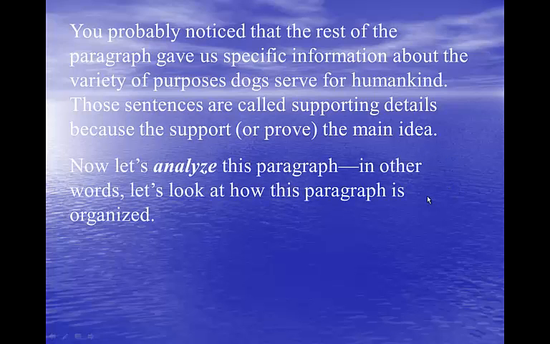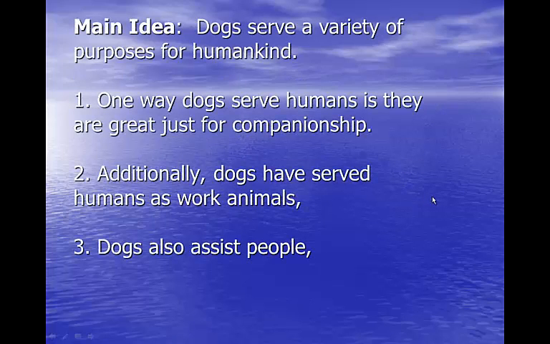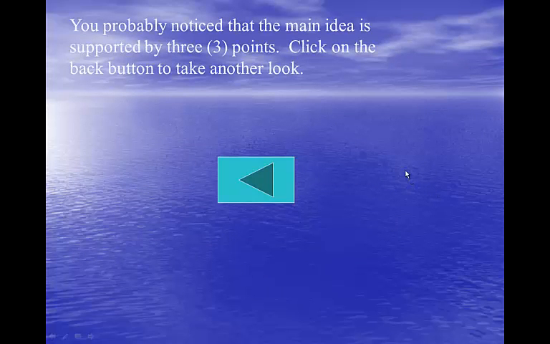Now, in critically analyzing it, let's see how the paragraph is organized. We have the main idea, one way they serve, additionally, and finally they assist people. So here's our skeleton of the paragraph as it's broken down. These are the most important items that are presented in there. They serve humans as companions, work animals, and as assistants. And there it is again. And you notice the main idea is supported by three points.